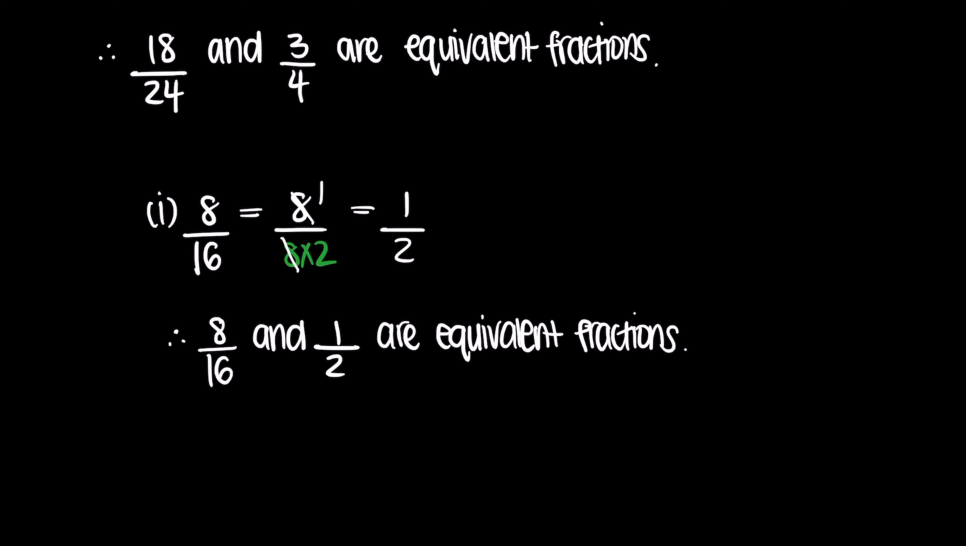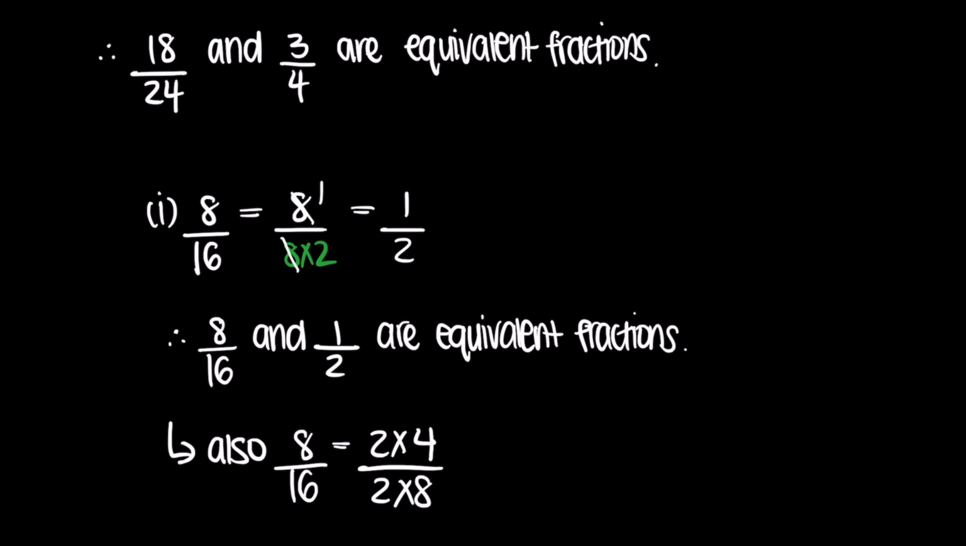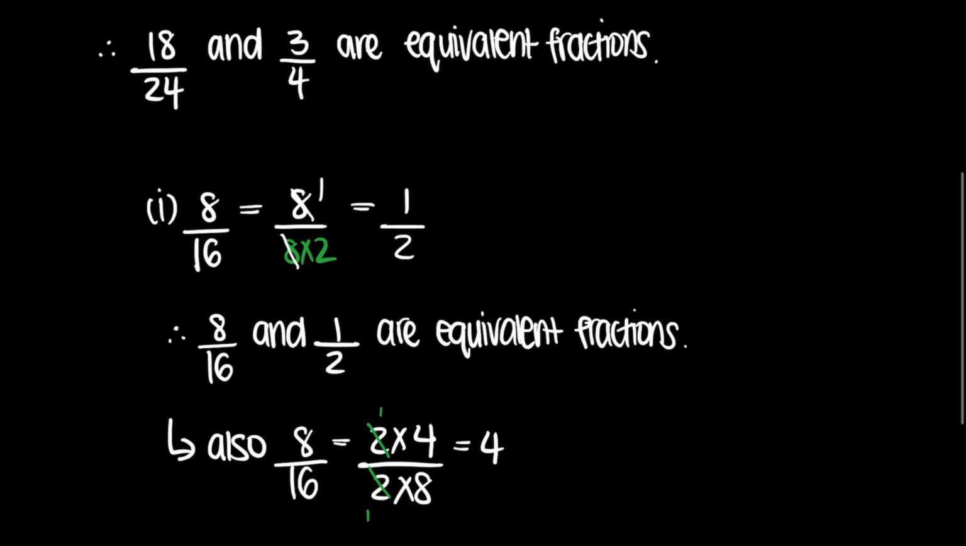But do you think we can find some more equivalent fractions for 8 over 16? If you said yes, then you are correct. If we take 8 over 16, for example, we can write our numerator as 2 multiplied by 4, because 8 is a product of 2 and 4. And we can write our denominator as 2 multiplied by 8, which allows us to factor out the 2. So we're left with 4 over 8, which is another equivalent fraction of 8 over 16 and a half.